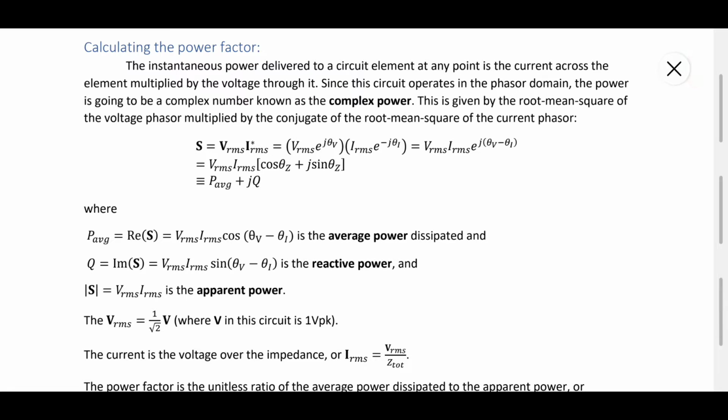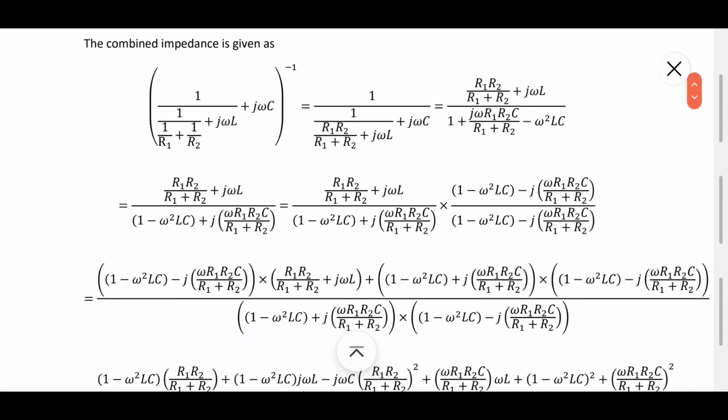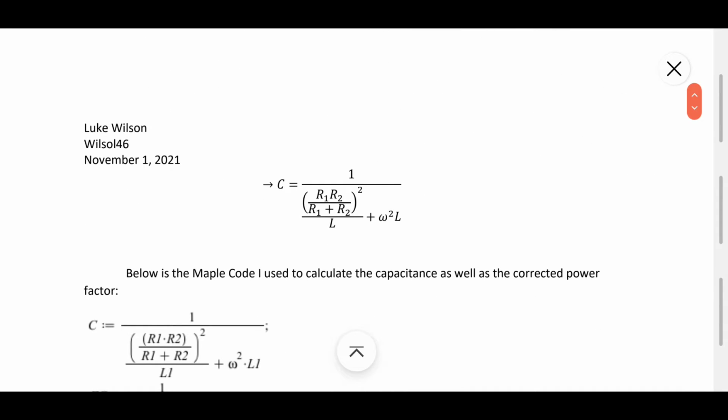I used the equations found in the notes to calculate the average, reactive, and apparent power, as well as the RMS current and voltage. I then had to solve for the required capacitance to correct the power factor. I used the equation of the combined impedances of the capacitor in parallel with the load network and rearranged to solve for the capacitance required.